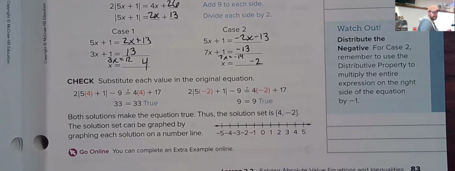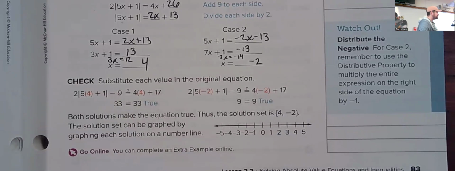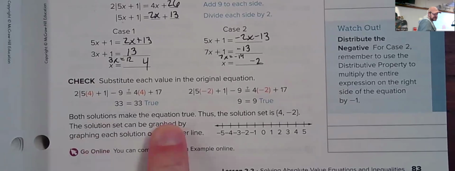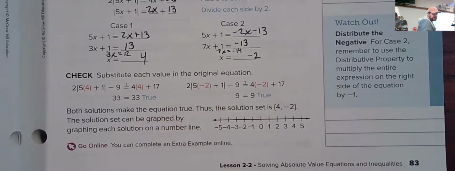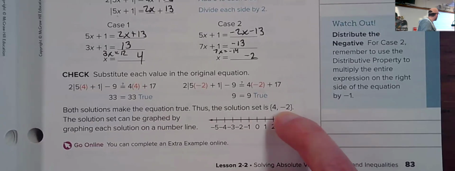So when you're solving an equation like this with an absolute value, you have to get both values of it, because otherwise the solutions are incomplete. If there's more than one answer, we need all possible solutions. And most of the time, not all the time, but most of the time with absolute value, there are 2 solutions. So, because both solutions make the equation true, that means that the solution set is the value of both 4 and negative 2.